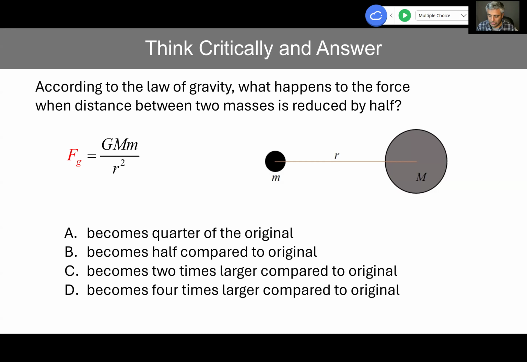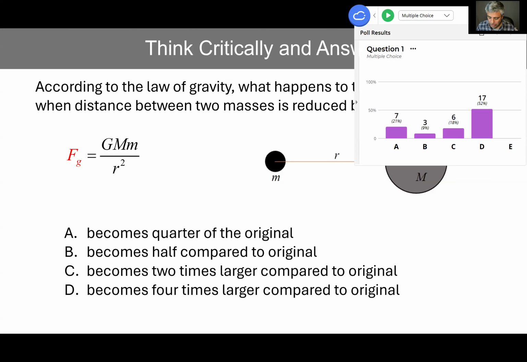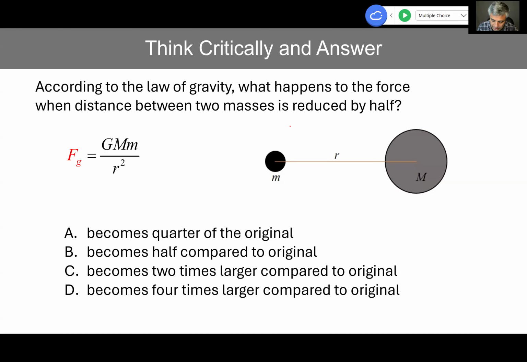Okay, let's see what we got here. Mostly D, but we got all of these choices. So what's happening here? The distance is reduced by half, meaning R goes to R over 2. Force and distance are inversely related. To be more accurate, it's inverse squared. If R increases, F decreases.